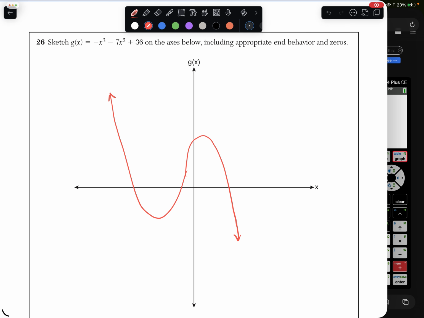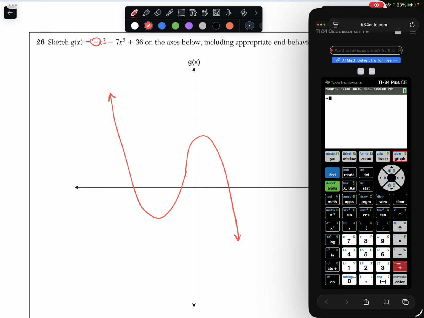This is consistent with the equation because this is an odd polynomial, degree 3, and if it's an odd power, then the end behaviors will point in different directions. Since we have a negative leading coefficient, as x approaches negative infinity, g of x approaches positive infinity, and as x approaches positive infinity, g of x approaches negative infinity. So you can see how they approach different directions.